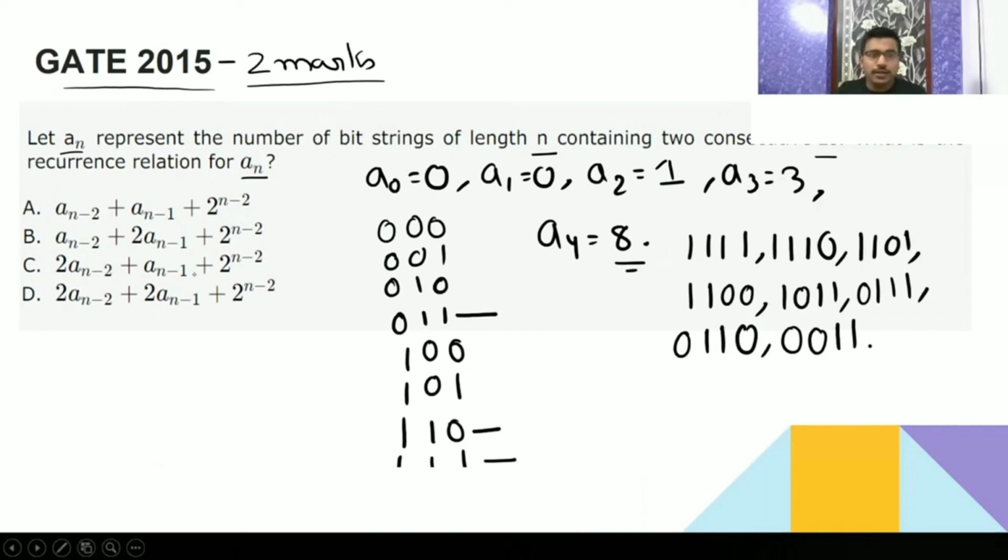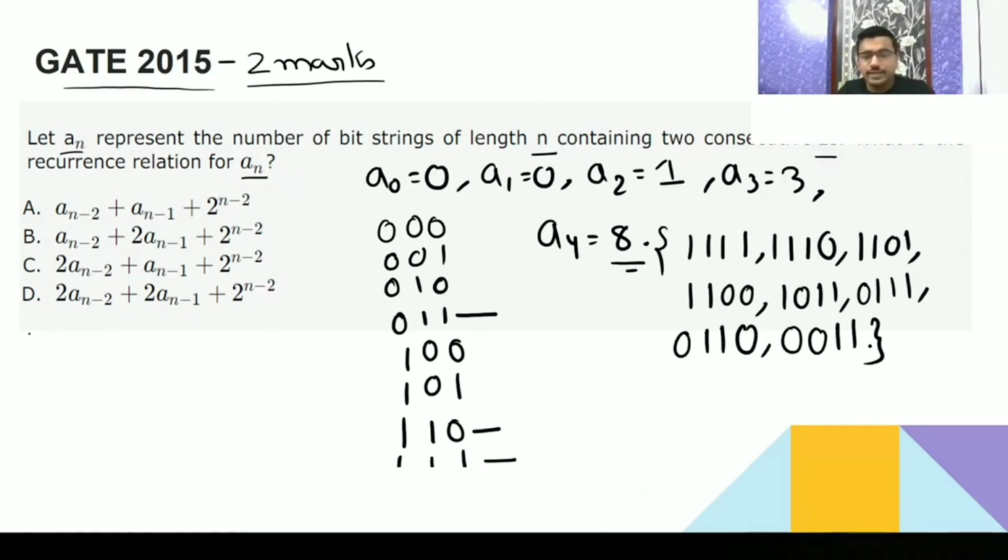Now just try to eliminate the options. So for length 4 you got 8 strings which have two consecutive ones. So we will start checking from a3, because n minus 2 and n minus 1 are there.